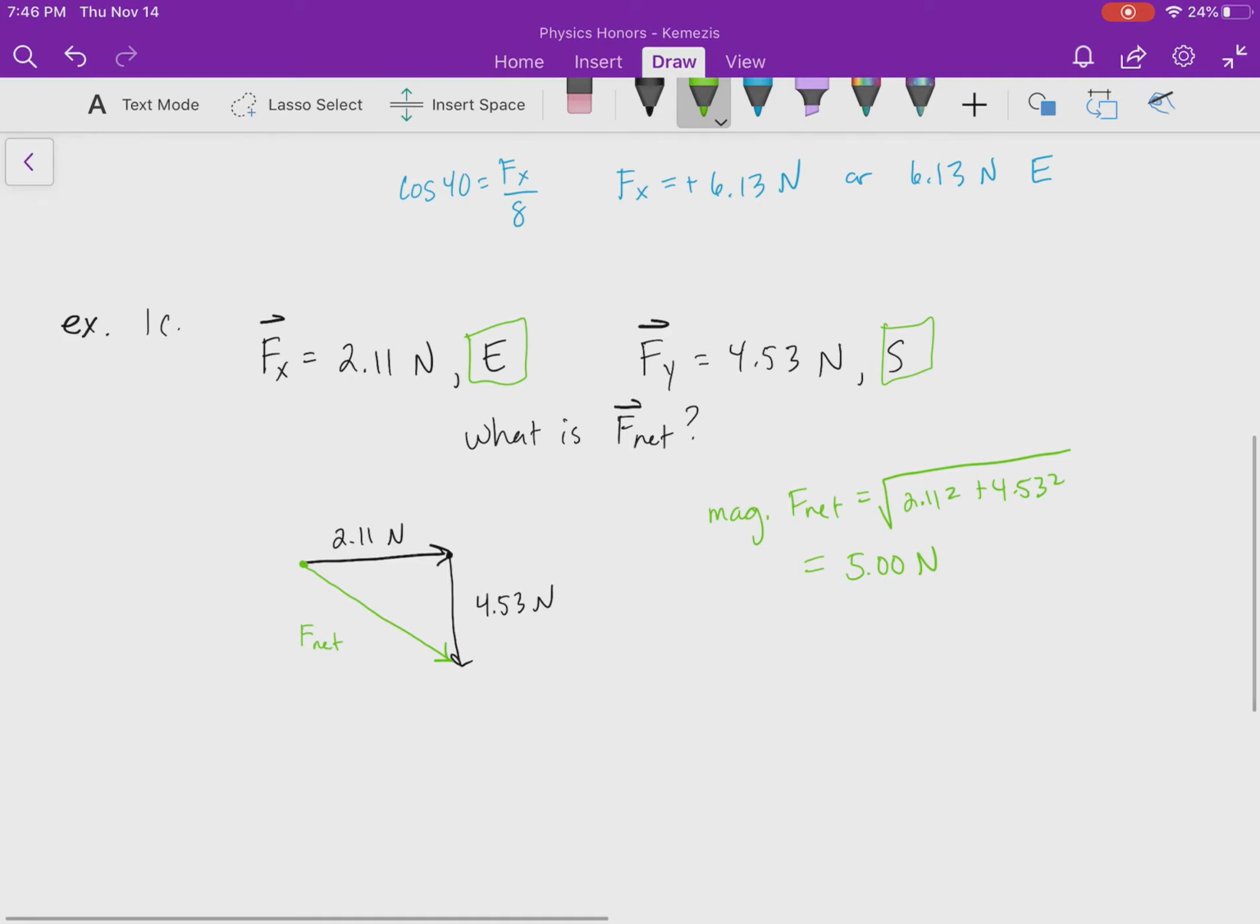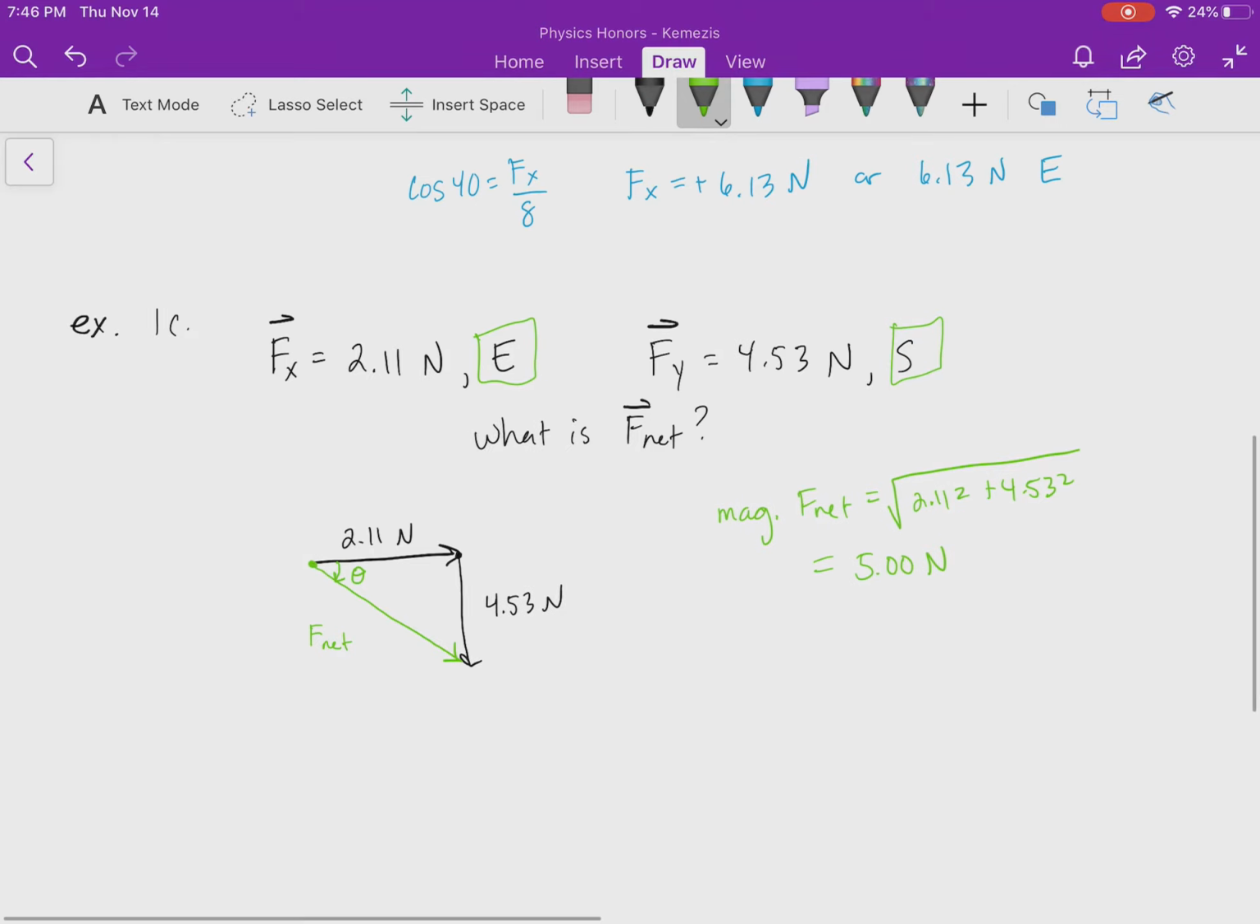But this is not your final answer because we also need to know the direction. I need to know where we are in relation to our 360-degree flat world, right? We're not in 3 dimensions right now, we're just in 2 dimensions, but you can't give a negative or a positive because we are not along an axis right now. We're in the 4th quadrant, so we need to be able to get somebody to realize where we are.